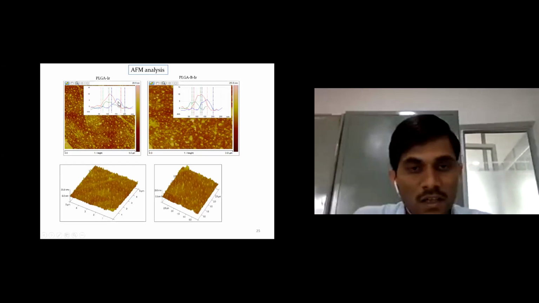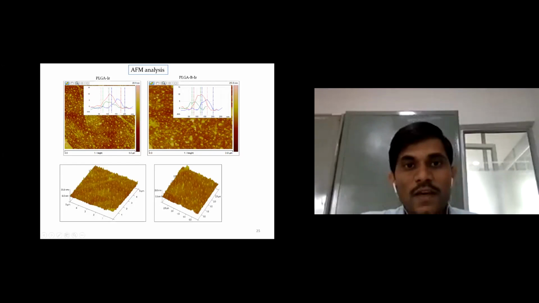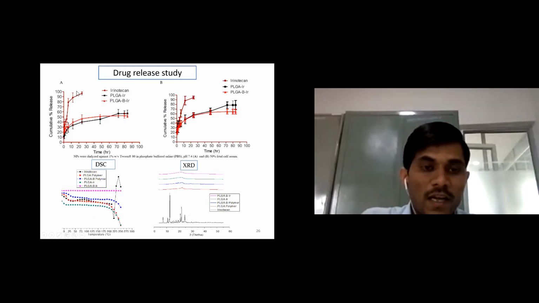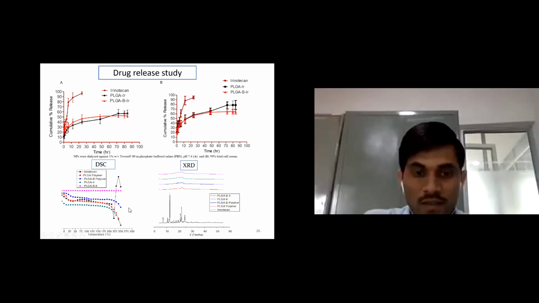We have carried out an in vitro drug release study in two media, phosphate buffer at pH 7.5 and 50% bovine calf serum. And we have observed this irinotecan controlled release around 100% in 24 hours. First burst release, then sustained release. In the DSC analysis, the sharp endothermic peak for this irinotecan is found to be absent in these irinotecan loaded nanoparticles, which indicates transformation of this crystalline irinotecan into the amorphous state.